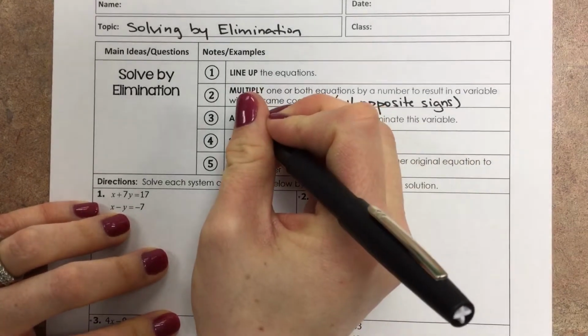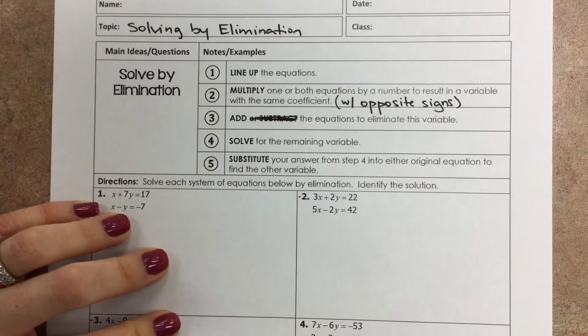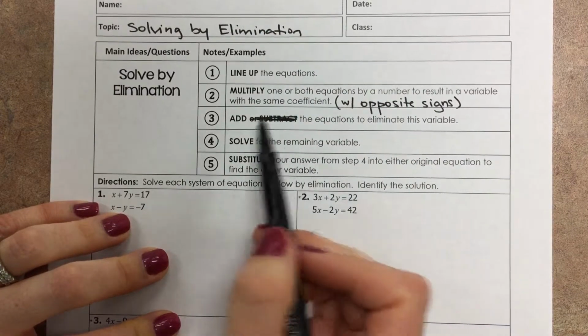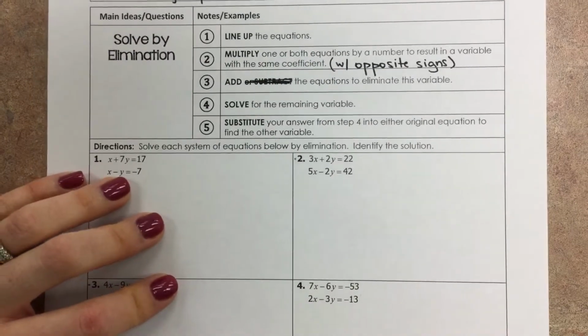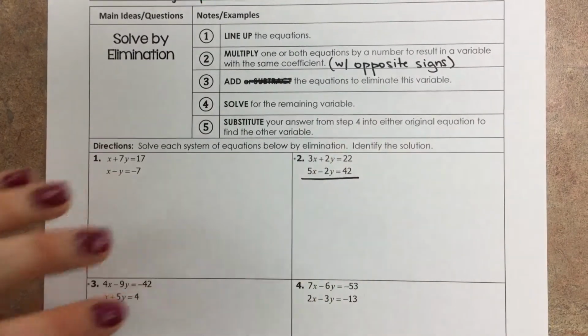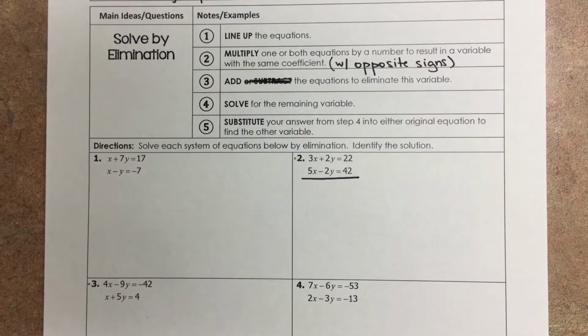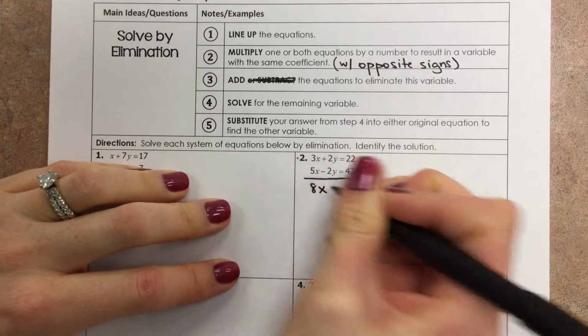So step 3, we just want to add. Thinking about subtraction makes it too confusing because people tend to mess up negative signs. So we're just going to add the equations to eliminate this variable. So here's where we finally get started on number 2. We add the equations together, and that just means combining like terms. So we combine the 3x and the 5x, and that gives us 8x.